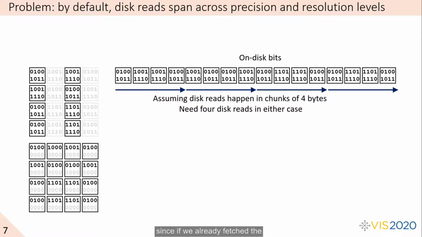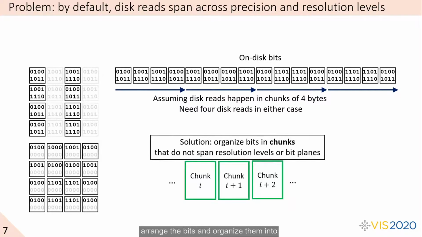Since if we already fetch the bits from disk, we might as well use them. Our solution to this problem is to arrange the bits and organize them into chunks such that each chunk does not span across the resolution levels or bit planes. Then, if we read from the disk in units of chunks, we can choose to only read bits that belong to certain resolution levels or bit planes. This way, we do not read bits that we do not need.